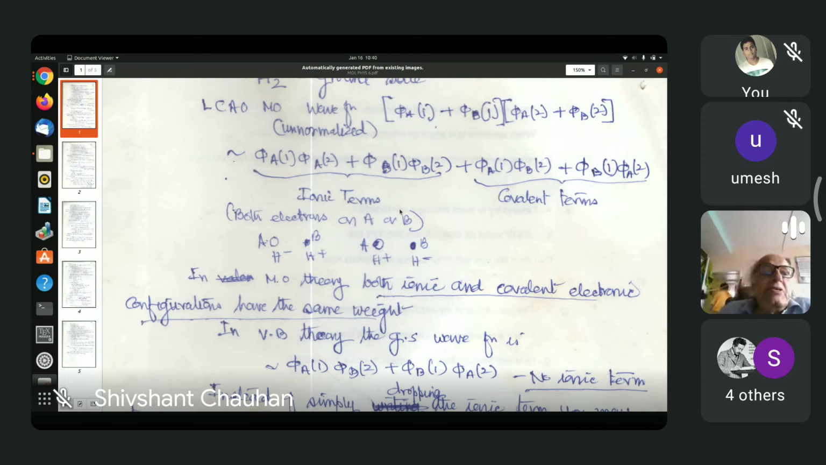Now what is the difference between these 2 sets? The first set is called ionic terms, and the second set is called the covalent terms. Why? Because in the second set, if an electron is on nucleus 1, the second electron must be on nucleus 2. So phi A1 phi B2, and of course you can interchange the electrons and get phi B1 phi A2. But the first 2 terms are called ionic terms.